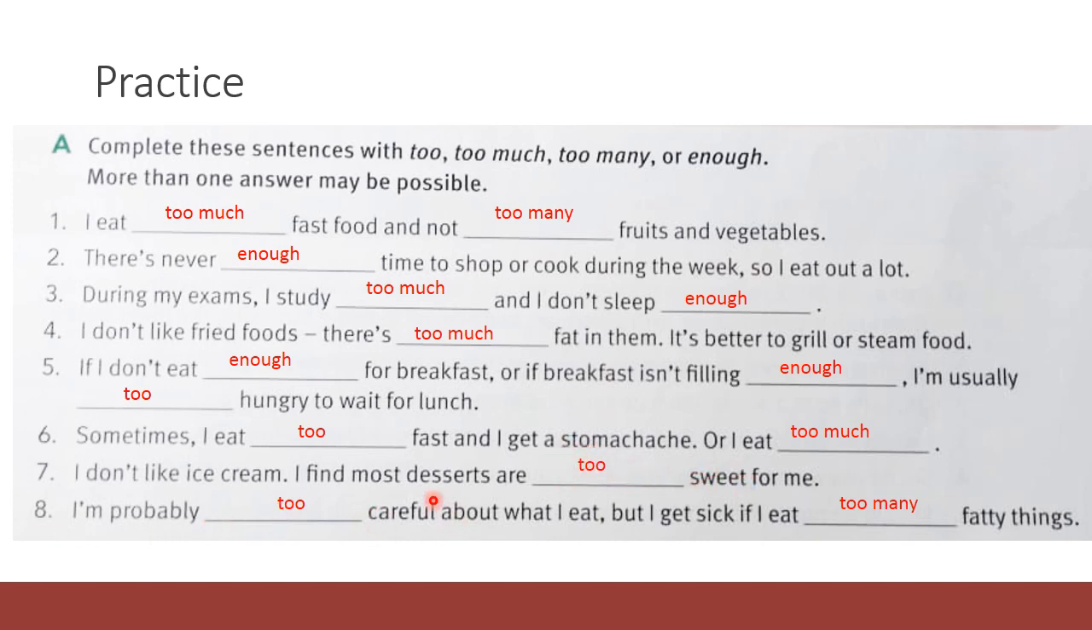And here we have another adjective, careful. I'm probably too careful about what I eat, but I get sick if I eat too many fatty things. Okay, fat is a non-count noun, but here we have an adjective, fatty, and things is plural, so we're talking about a count noun. So that's why we use too many.